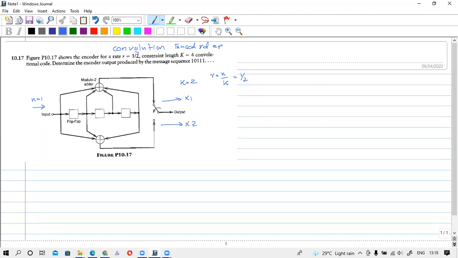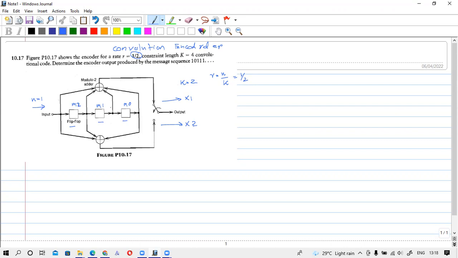So it is given, and you can see that constraint length K is equal to 4. Here we have three flip-flops. All these three flip-flops will determine the status, all these flip-flops will define the number of status. Here we have three flip-flops. I will name them as M0, M1, M2, okay?